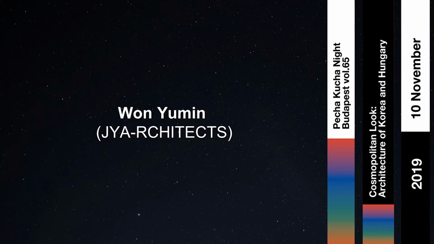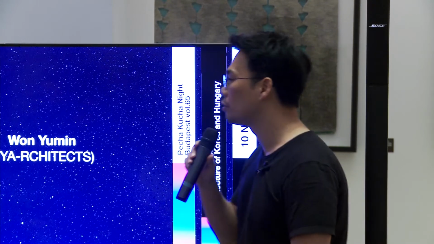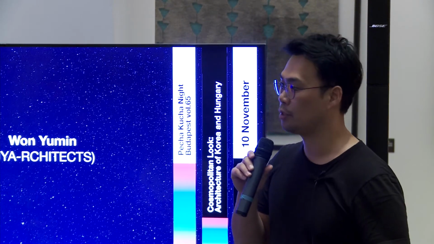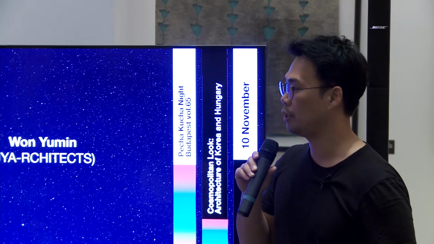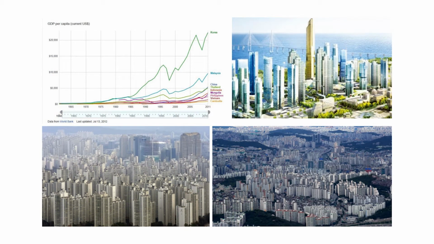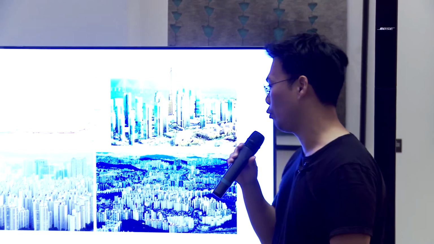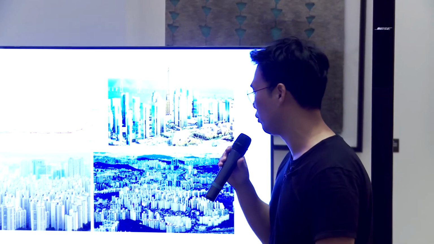Good evening, everyone. I'm going to talk about one of the aspects of Korean architecture. It will be quite abstract, quite simple and quite subjective. We have experienced rapid economic growth, urbanization and industrialization. At the time, we had to provide enough housing and working space for the people who came to the city.